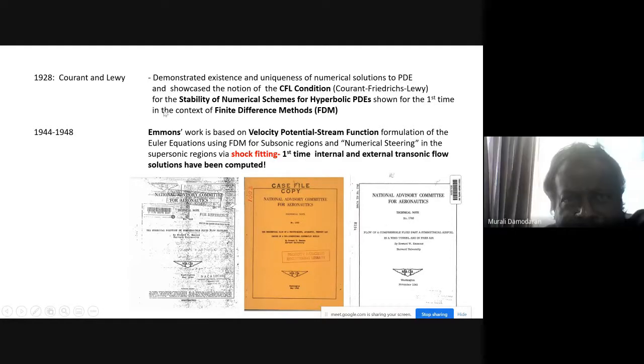Okay, so Courant and Levy basically demonstrated the notion of a CFL condition, the Courant-Friedrichs-Lewy condition, which came about from the analysis of the stability of a numerical scheme for hyperbolic PDEs, shown for the first time in the context of the finite difference method.